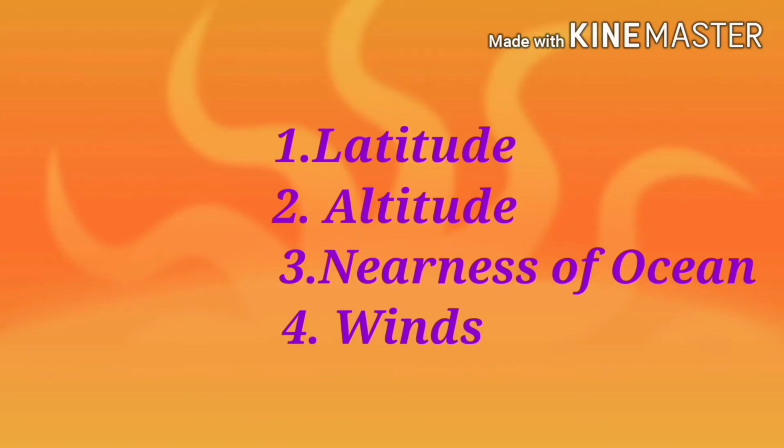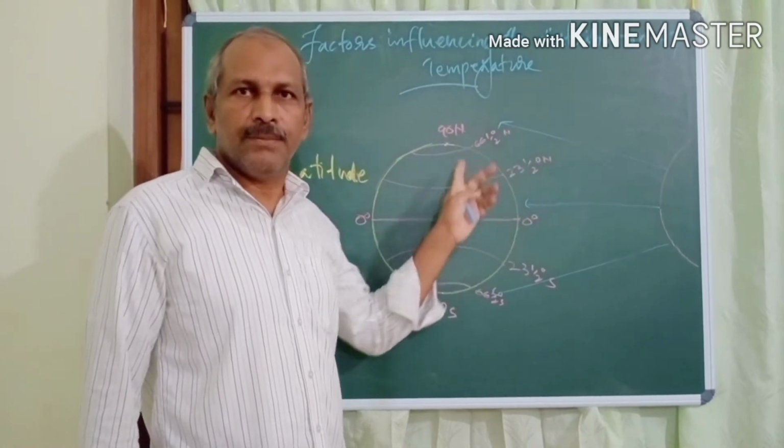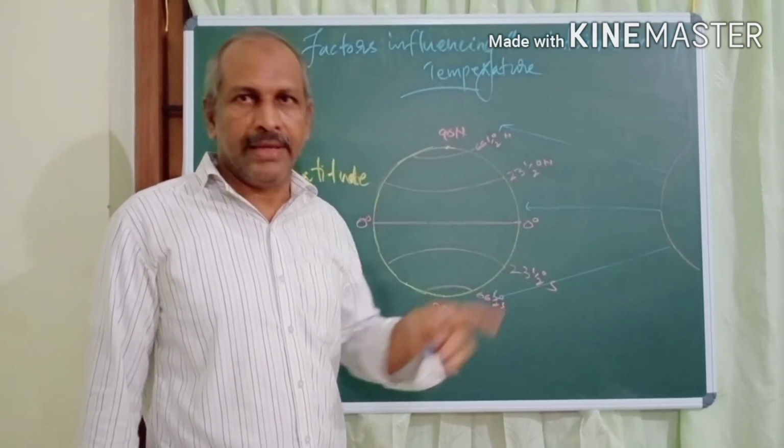You have learned that temperature varies from place to place on Earth's surface. What are the factors influencing the distribution of temperature on Earth's surface? They are, first, latitude, second, altitude, third, nearness of ocean, and fourth, winds. These are the four factors influencing the horizontal distribution of temperature on Earth's surface. So remember, latitude and atmospheric temperature are inversely related.